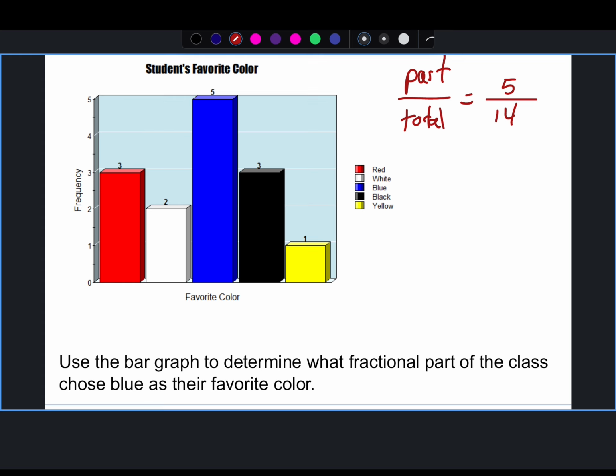Any questions, comments, concerns, criticisms, donations, what ifs? Okay, that is the end of section 1.4, operations with fractions and mixed numbers.